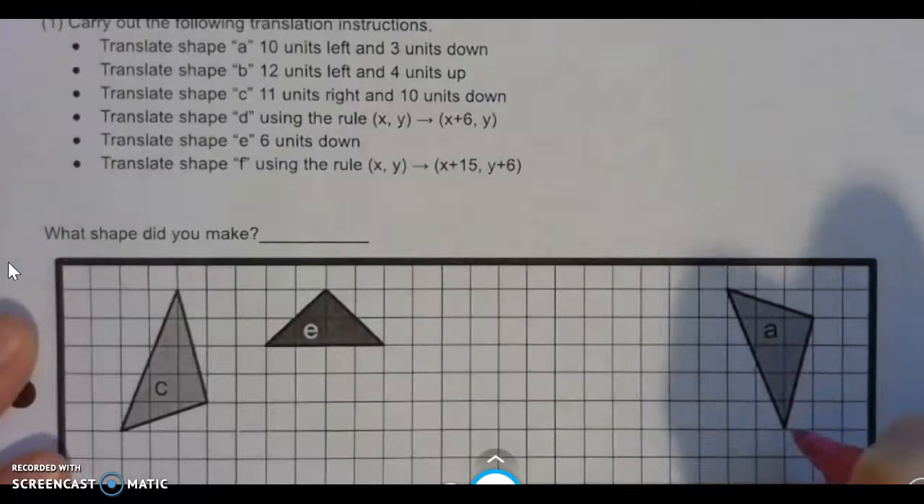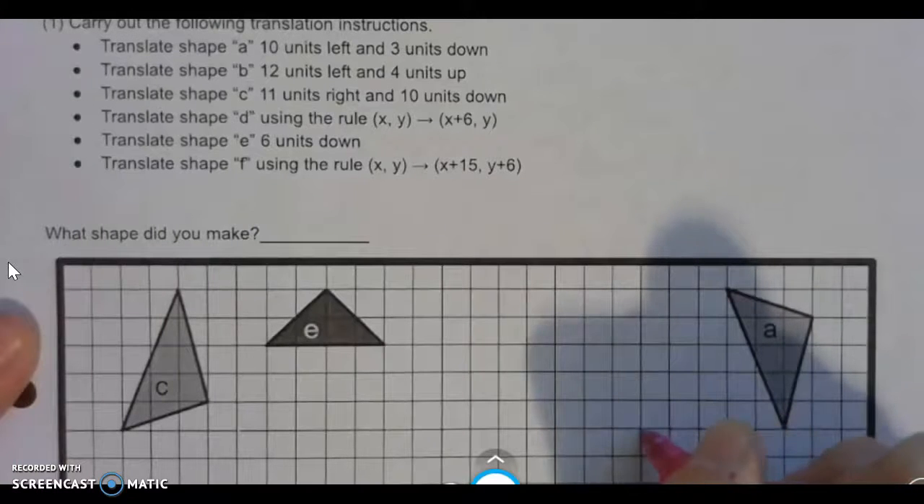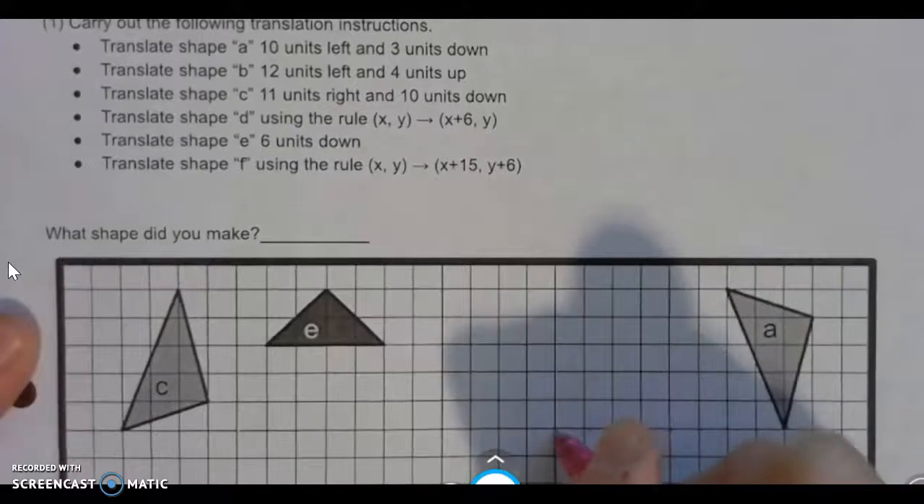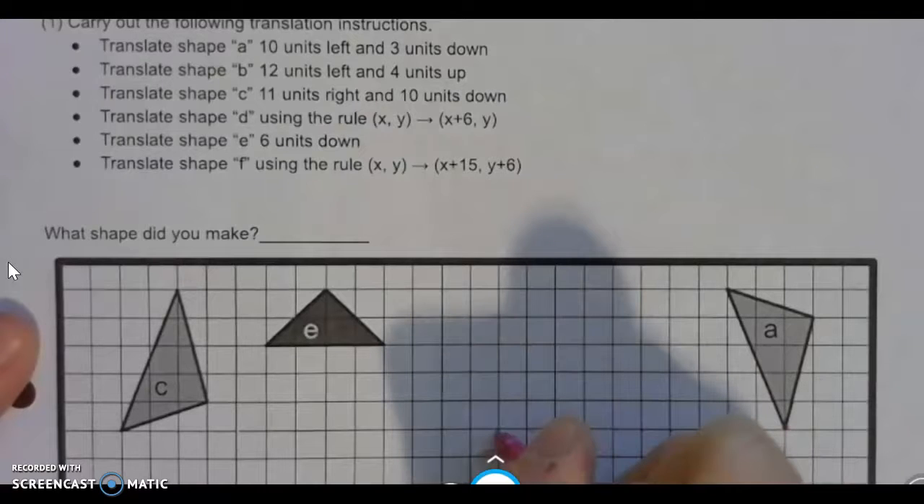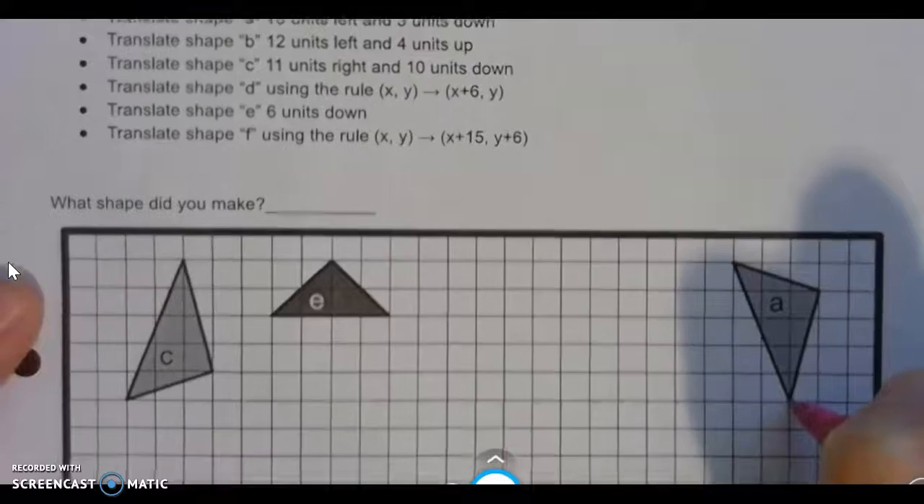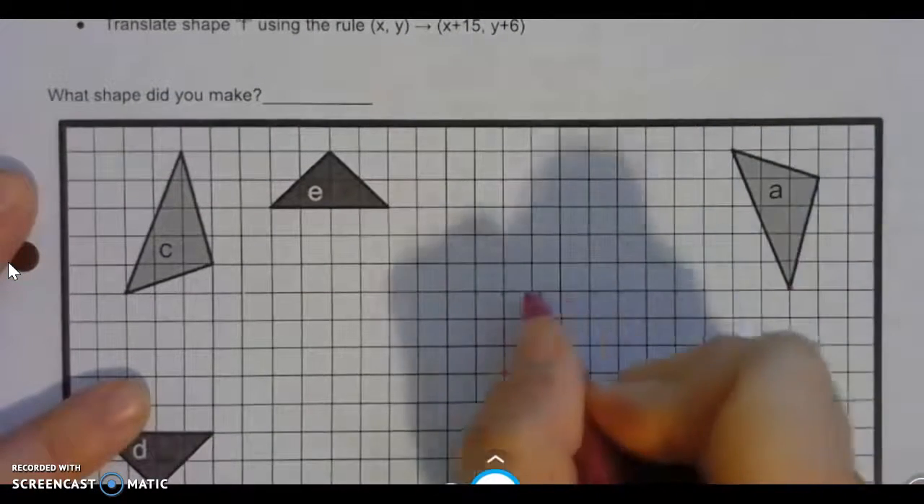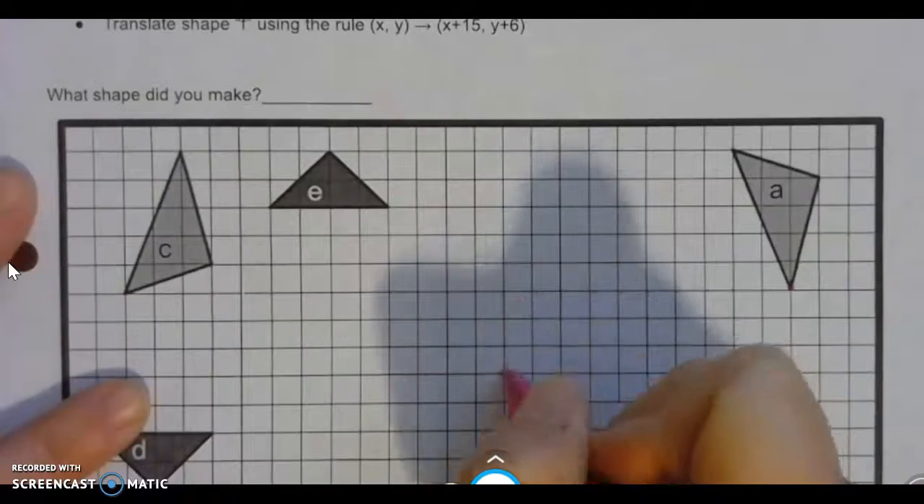To do that, I am going to choose a vertex. Okay, let's choose this one at the bottom. So I am going to move that point 10 units to the left. So 1, 2, 3, 4, 5, 6, 7, 8, 9, 10. 10 units left and then 3 units down. 1, 2, 3. So this is my point that corresponds to the bottom tip of A. So again, I counted 10 to the left from this point and 3 down.